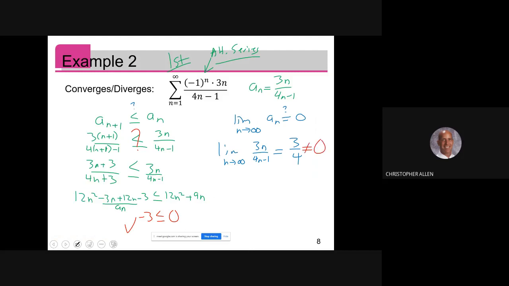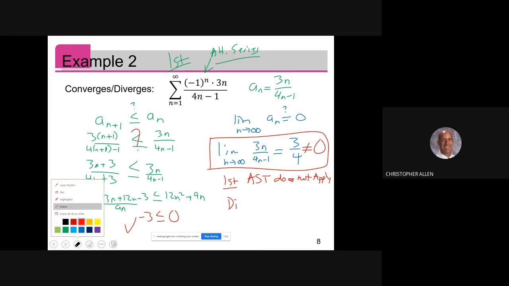So what can we conclude? Well, first of all, we can say that the alternating series test does not apply, so maybe I should write that first. AST does not apply. That's the first thing. But what does this tell us? It has to diverge, because why? That's the divergence test. The divergence test actually does apply to alternating series as well. So this one is going to diverge. Can you just write the divergence test? Yep.